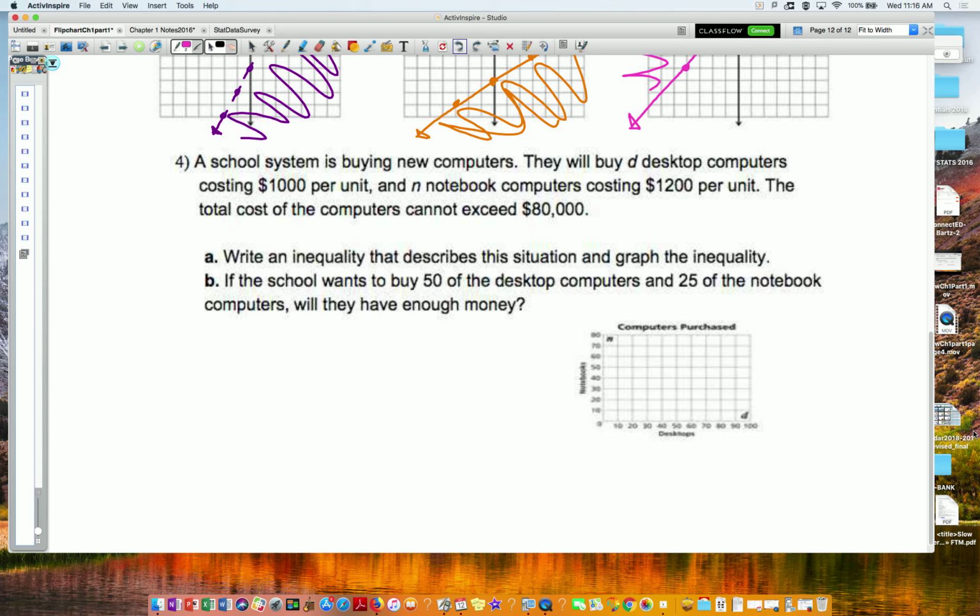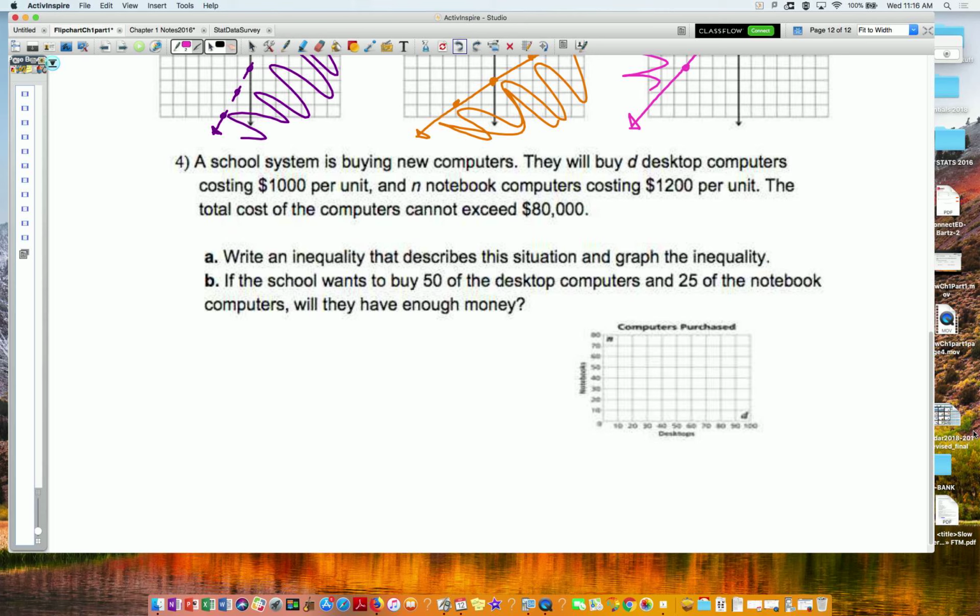It says a school system is buying new computers. They will buy D desktop computers costing $1,000 per unit and N notebook computers costing $1,200 per unit. The total cost of the computers cannot exceed $80,000. Wow, that's a lot of money. So A says, write an inequality that describes this situation and graph the inequality.